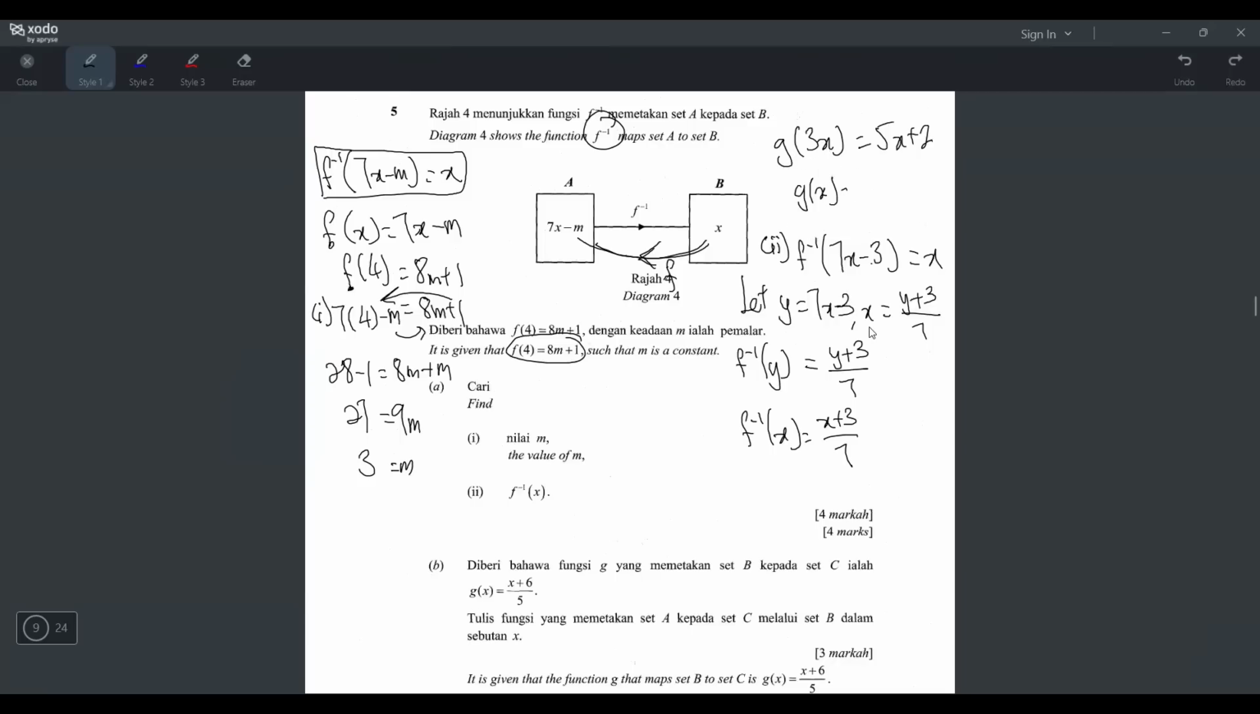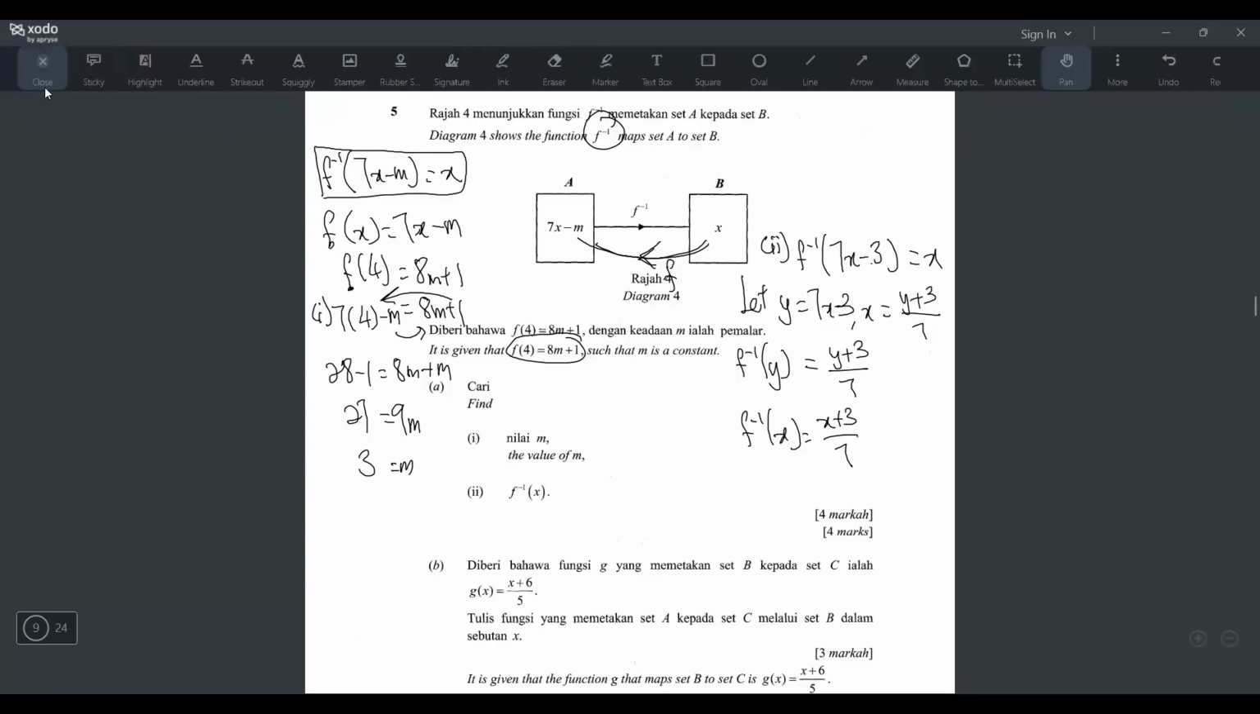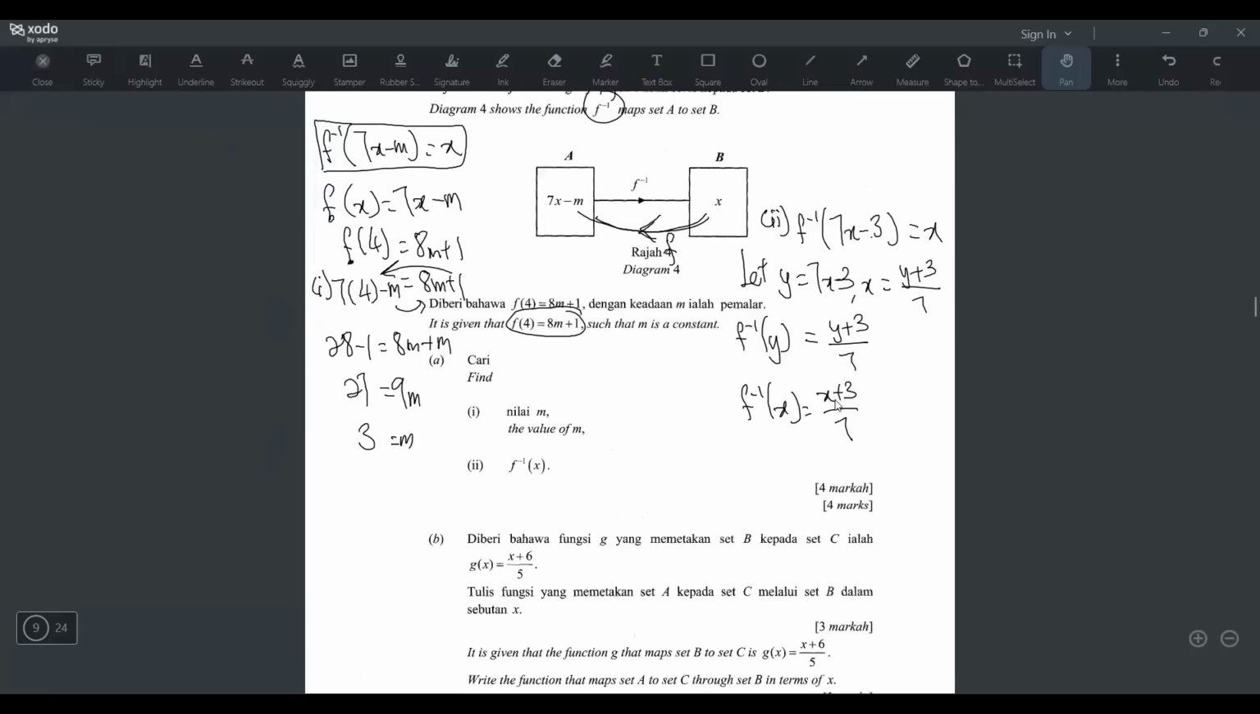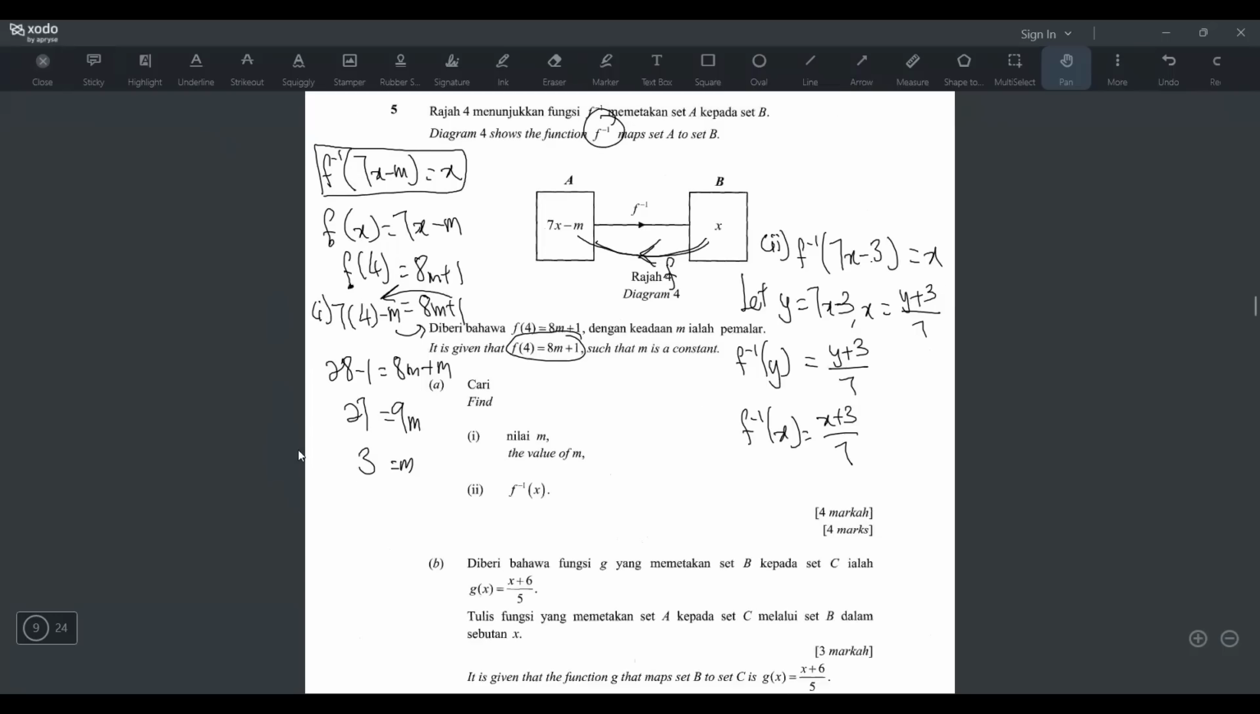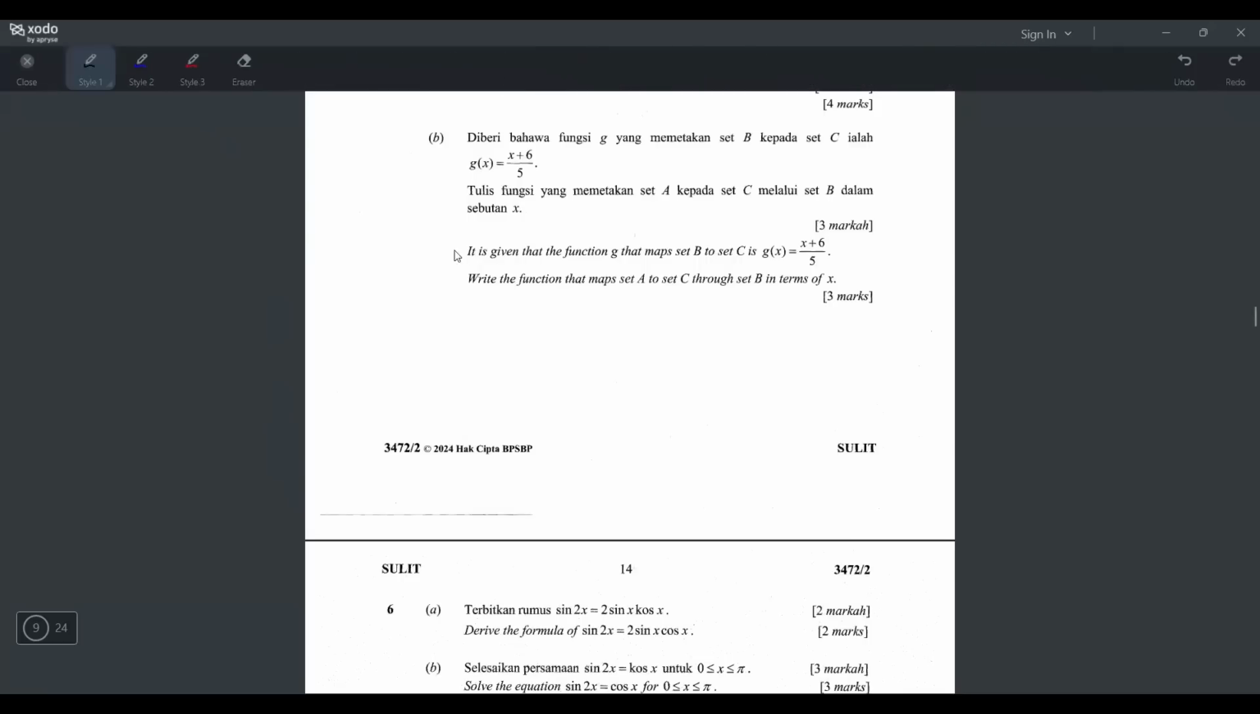That is why this method is important. You need to know this, right? That's why I choose to explain using this method. But if you get the same answer but different working, it is considered correct lah. Okay, so that's all. Let me continue with B now.